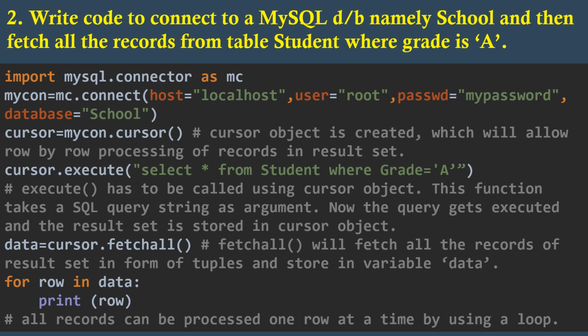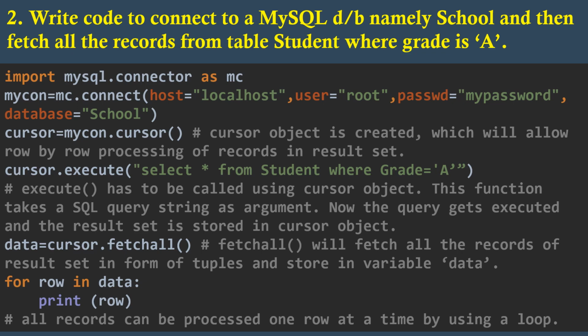Now the cursor object has to be created, that is, the connection object's cursor function is called, and a cursor object is created and stored in a variable called cursor. You can give any other variable name. This object allows you to process the records in the result set. Result set is basically the output of a query. So whatever rows are there in this result set, you can process them by using the cursor object.